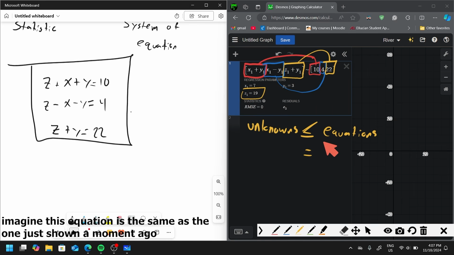But if we have more equations than unknowns, then we run the risk of it not working because we're over-constraining it really. We're giving it too many equations to fit all of these. If we have more equations than unknowns, then you just have to know for sure that it's possible for a certain set of values for x, y, z, whatever your unknowns are, to fit all of these equations. But that's not really Desmos. That's just more math in general.